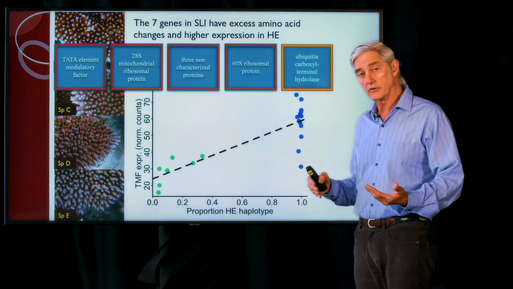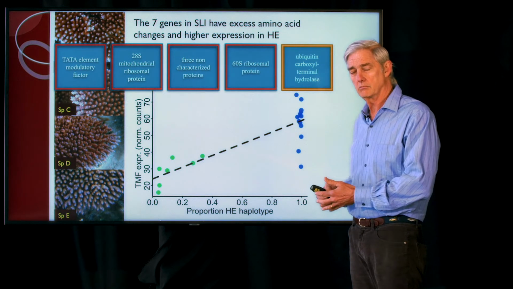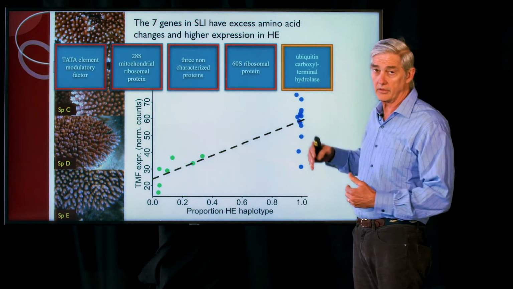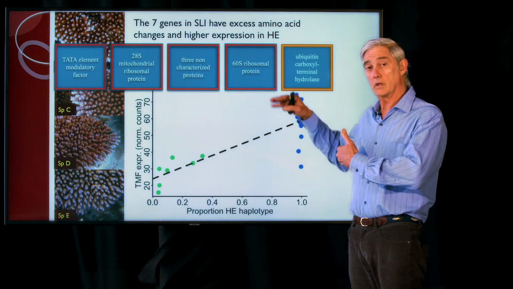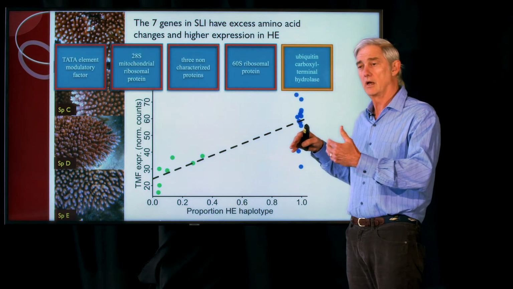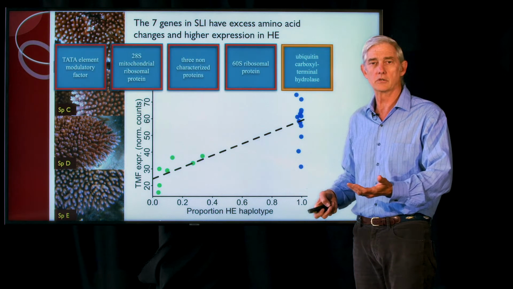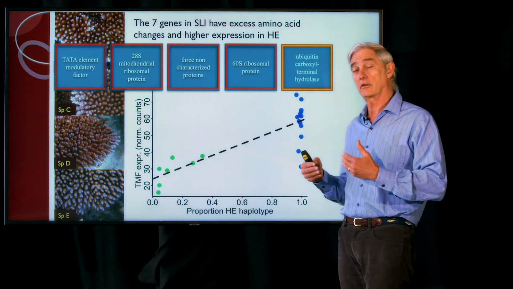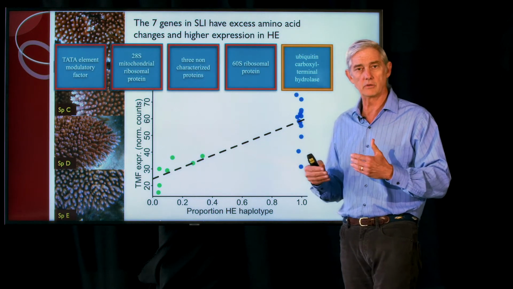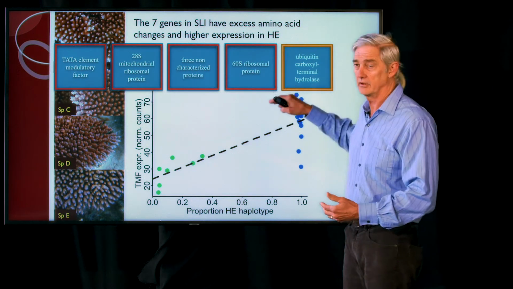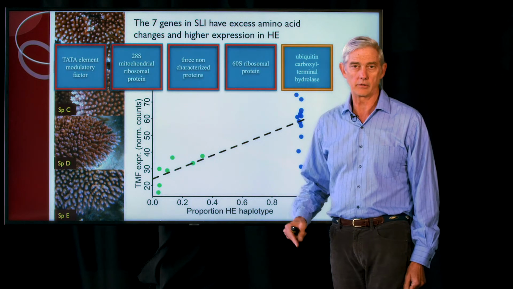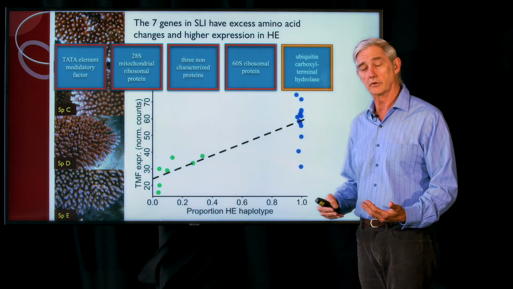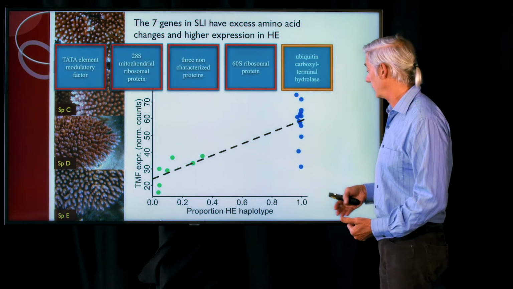We can see 2 things about these genes. The data are not shown here, but we can see that the changes that happen between these genes and the other species, there are more amino acid changes in these proteins than you'd expect by chance alone, suggesting that selection is acting to change the protein sequence in these genes in HE compared to the rest of the species. But the other thing that we can see is that the expression levels of these genes are also different.